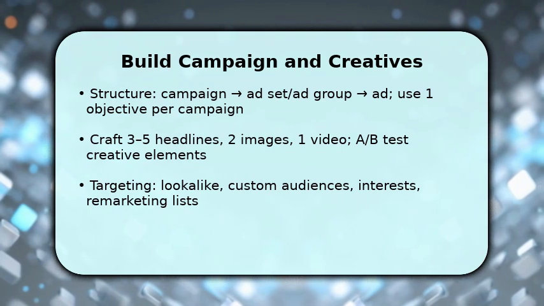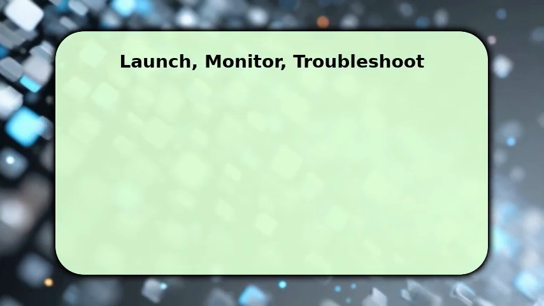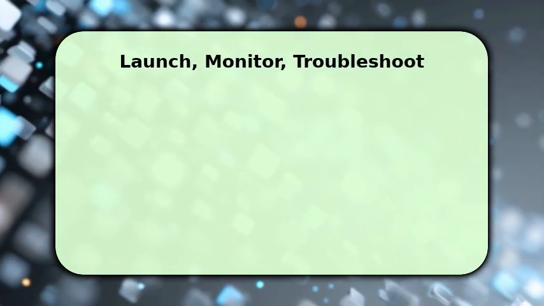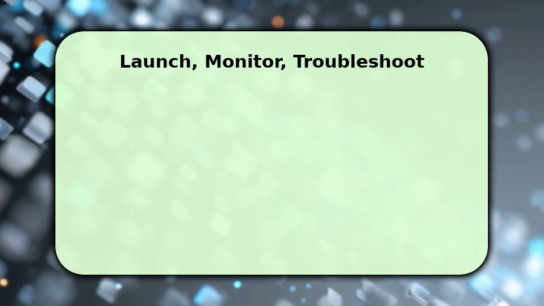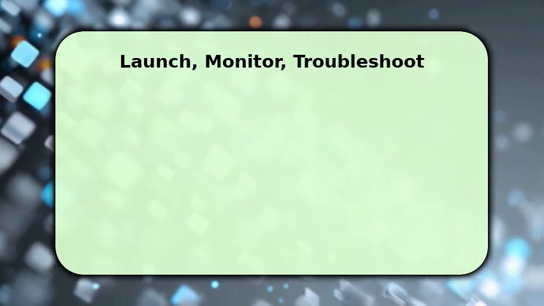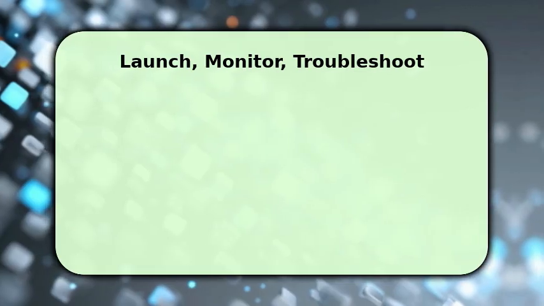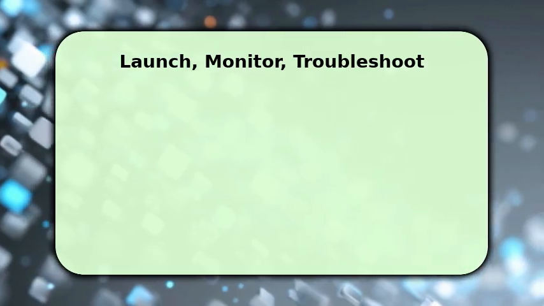You launch conservatively and watch key metrics, CTR, CPC, CPA, and ROAS, so you see trends without overspending. Once you identify top performers, scale them gradually by 20 to 30% every 2 to 3 days to maintain stability.